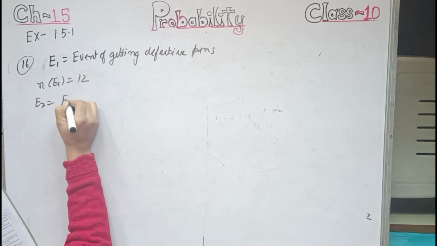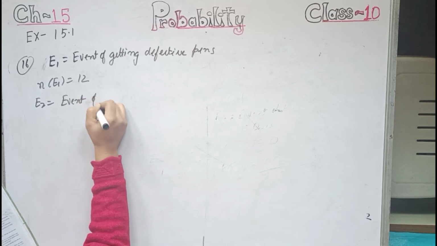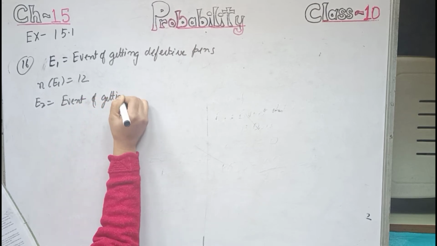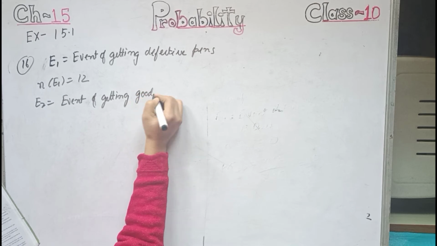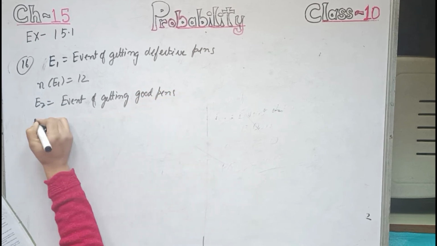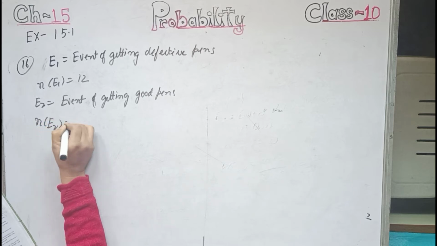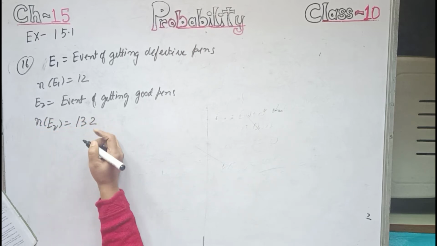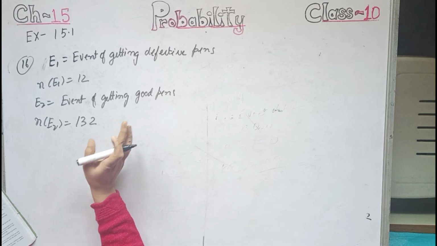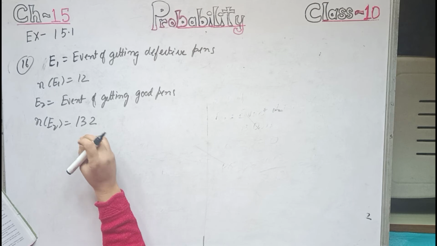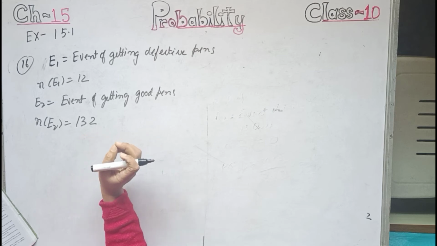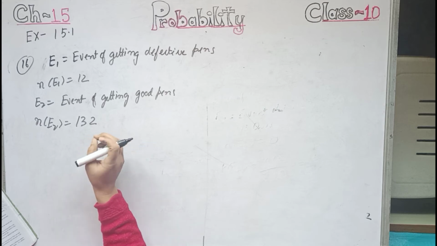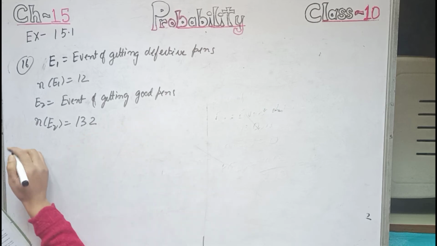E2 equals event of getting good pens. So E2 is how much? 132. It is not possible to just look at a pen and tell whether or not it is defective. One pen is taken out at random from this lot. Determine the probability that the pen taken out is a good one.